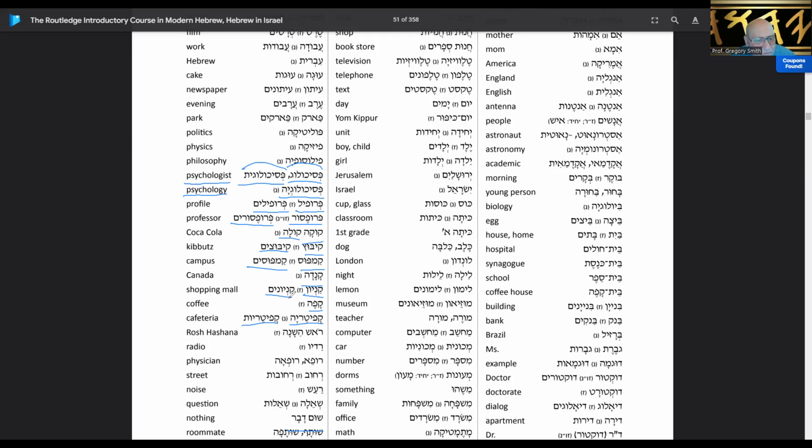Cafeteria. Yeah, that's in there, but I'd like to know how you pronounce the multiples here. Yeah, there it is, cafeteriot. Okay, there it is right there. Cafeteriot. Cafeteria. Here's Rosh Hashanah. Okay, so that's like the holiday, Rosh Hashanah.